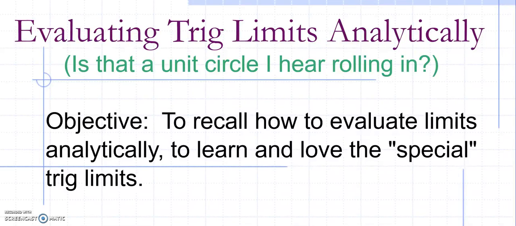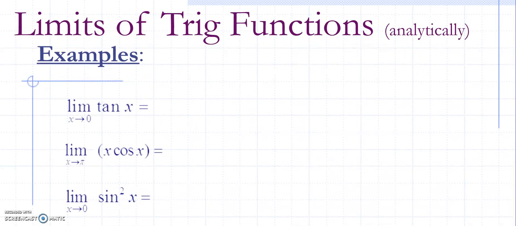Let's get to it. All right, evaluating trig limits analytically. I want you to try these on your own. Pause the video. Find the limit as x goes to 0 of tangent of x, the limit as x goes to pi of x cosine x, and the limit as x goes to 0 of sine squared x. Pause. I'm pausing. We're ready to check.